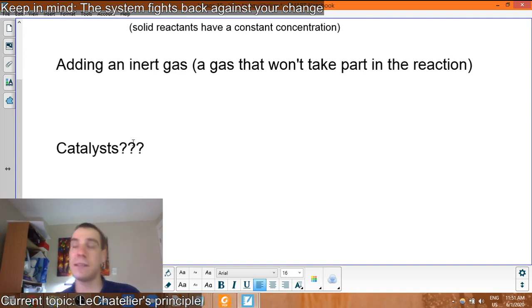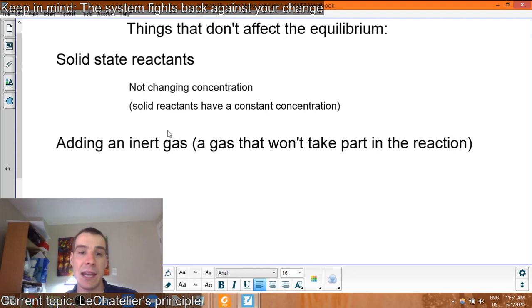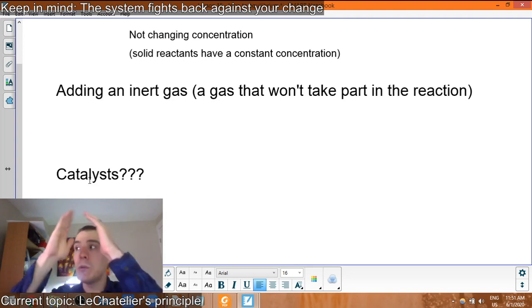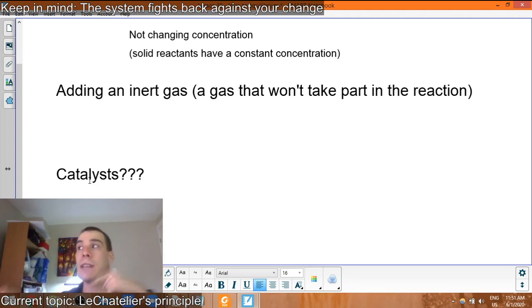Then catalysts. Now this is really interesting. Catalysts do not affect the position of the equilibrium. Catalysts do not affect LeChatelier's principle. There's two ways to think about this. The first way is you're not actually affecting the reactants or the products, you're just affecting the method by which they turn from reactants to products. The second way to think about it is that you're lowering the activation energy for both sides.